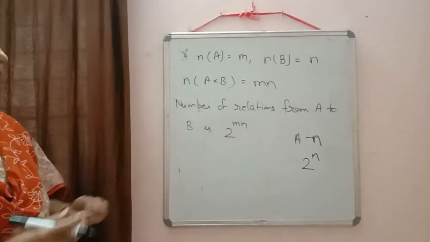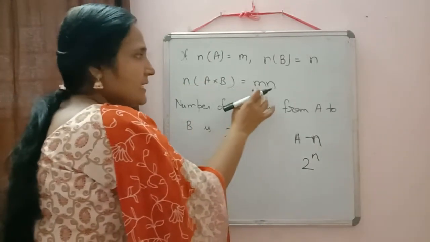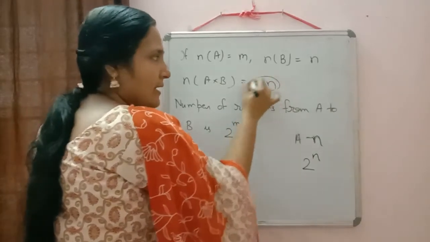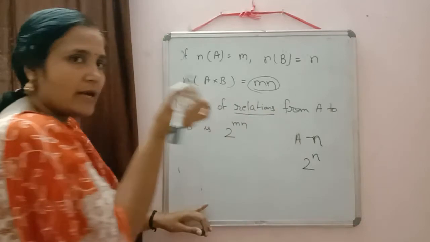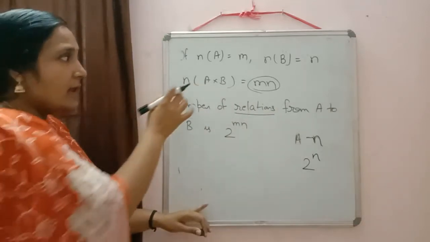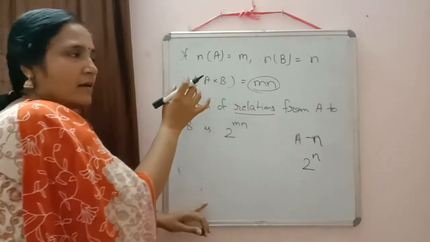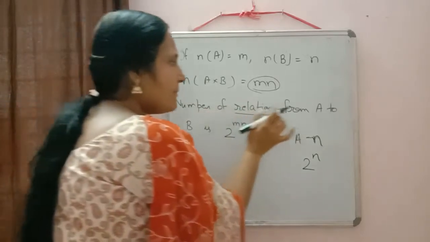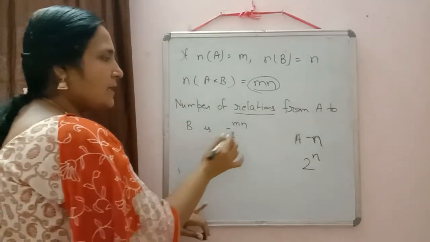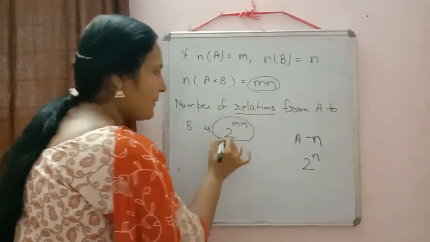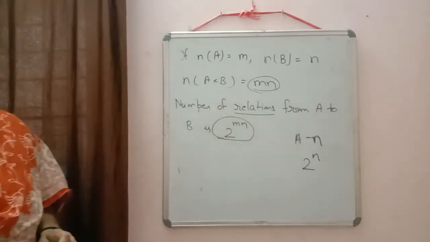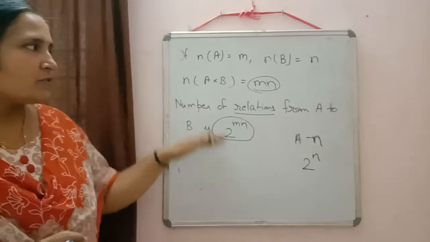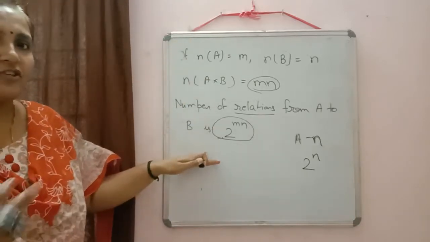In the same way, the number of elements in A cross B is mn. So the number of relations means we are counting the number of possible subsets of A cross B. That's why the number of relations from A to B is 2 raised to mn. So these are the basic concepts which you should know.